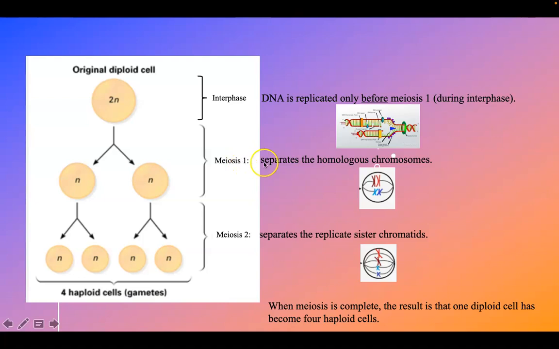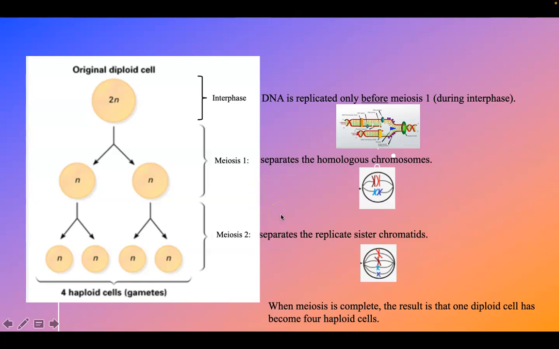In meiosis 1, the main goal is to separate our homologous chromosomes. So pull these chromosomes to opposite sides of the cell. We're not pulling chromatids to opposite sides of the cell. We're pulling chromosomes with 2 chromatids to opposite sides of the cell in meiosis 1. You could think meiosis 1, you're taking one whole chromosome to an opposite side of the cell.